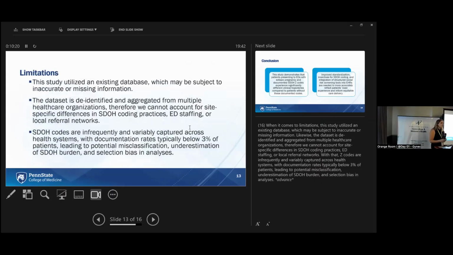When it comes to limitations, these are largely the same. So we used an existing database, which may be subject to inaccurate or missing information. Likewise, the data set is de-identified and aggregated across multiple healthcare systems, which means that we cannot account for site-specific differences in SDOH coding practices, ED staffing, or local referral networks. With that, Z codes are infrequently and variably captured across healthcare systems, with documentation rates typically below 3% of patients, leading to potential misclassification, underestimation of SDOH burden, and selection bias in analysis.